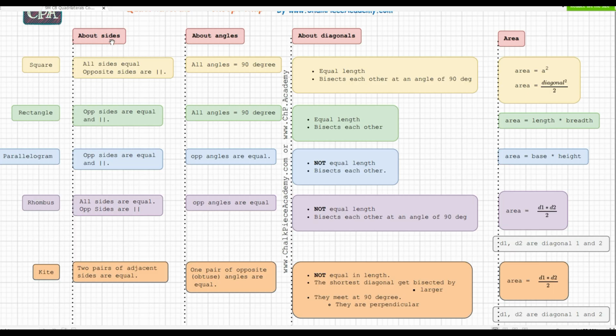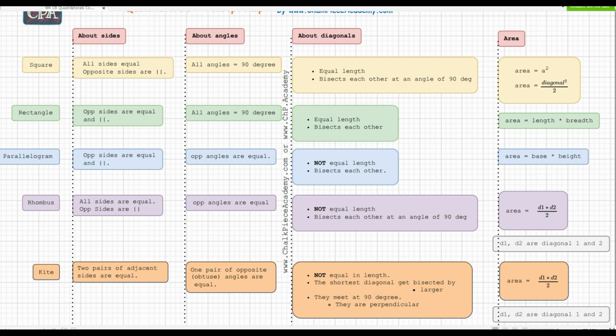P and Q are the midpoints of the opposite sides AB and CD of a parallelogram ABCD. So we are looking at a parallelogram. Property of a parallelogram: opposite sides are equal and parallel. Opposite angles are equal. Diagonals bisect each other, but they need not be of equal length.